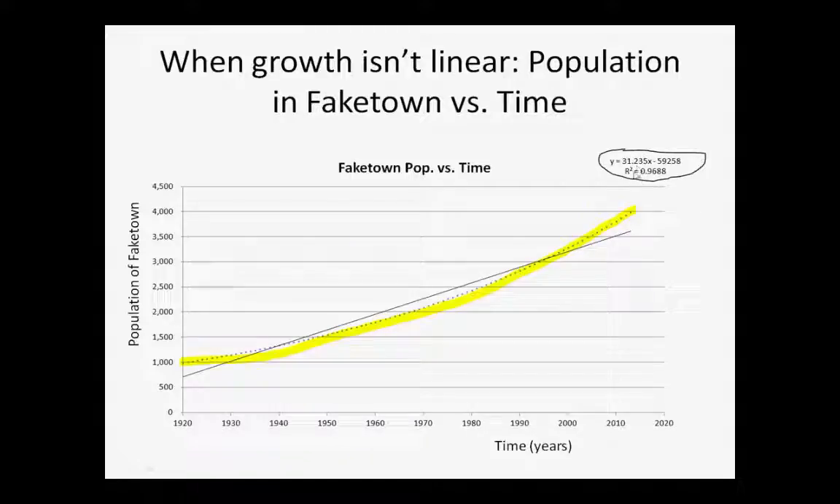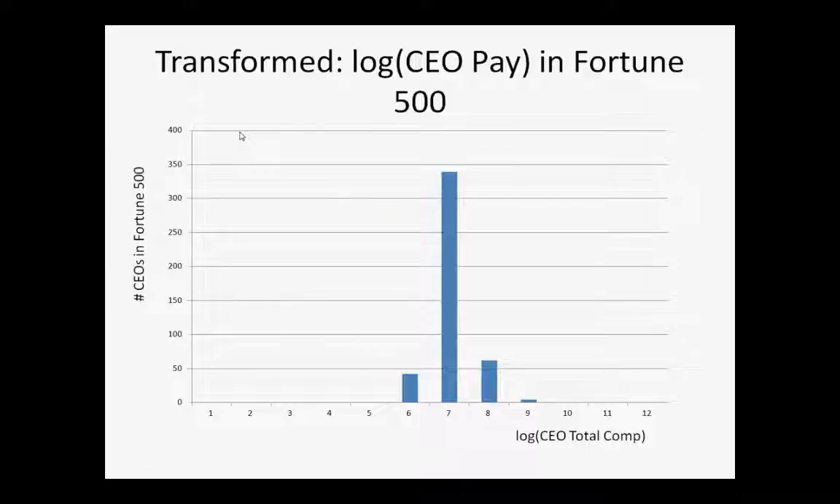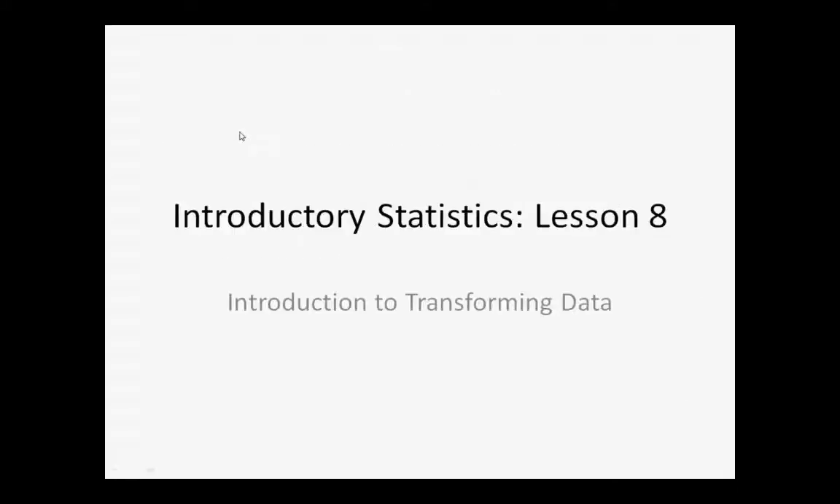And this r squared, which again we will go into starting next chapter, tells you how good the relationship is. It varies between 0 and 1, and if you're closer to 1, it tells you that there is a good correlation between these two variables, time in years and the population of Faketown. Okay, so I just wanted to remind you of that concept.